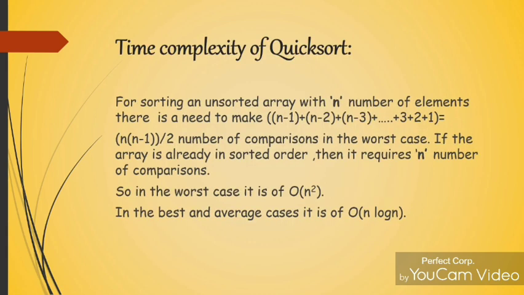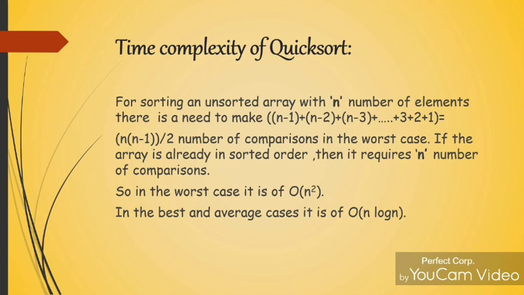Finally, the time complexity of quicksort. In the worst case, it is of the order n square, and in the best and average cases, it is of the order n log n. Because for sorting an unsorted array with n number of elements, there is a need to make n into n minus 1 by 2 number of comparisons.